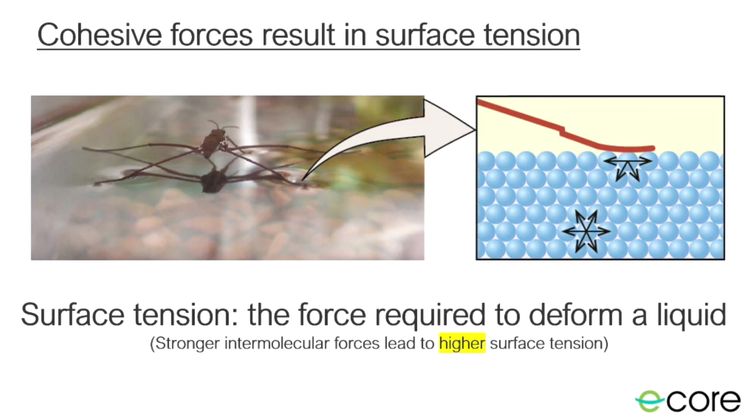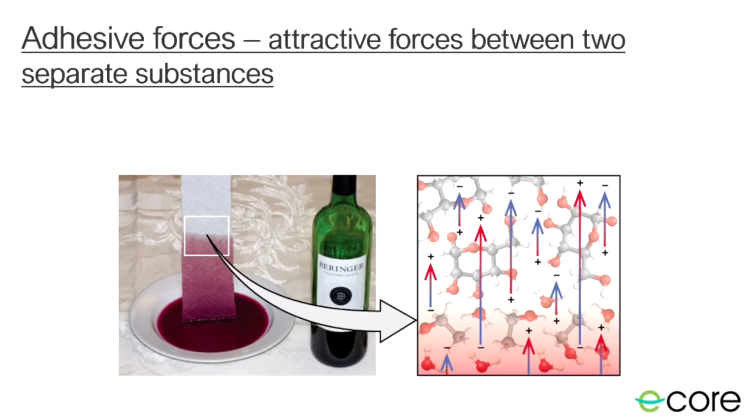We also said we talk about adhesive forces. Those are attractive forces between two separate substances. So here we see a paper towel dipped down into wine. And what we can see is that the red wine has been sucked up that paper towel, and it's going up the paper towel against the force of gravity. Why is that? Well, that's because there's attractive forces between the water molecule and the paper molecule.